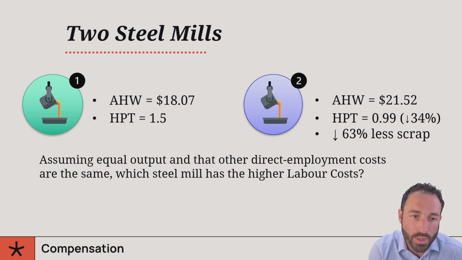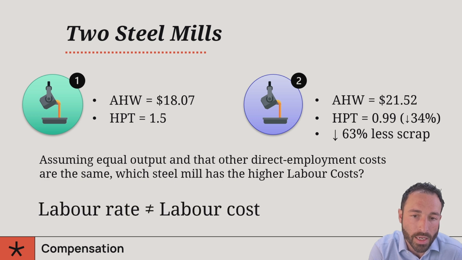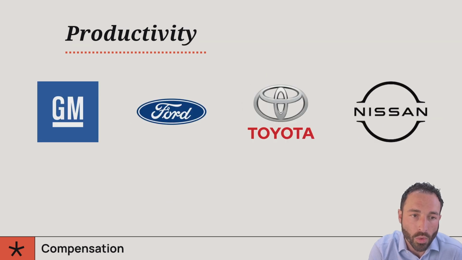So the point to put here right at the front of this learning segment is that the labor rates, how much we're paying people, and specifically here how much we're paying per hour, is not really equal to your labor cost. We need to be looking at output as well. So the question here is all about productivity.